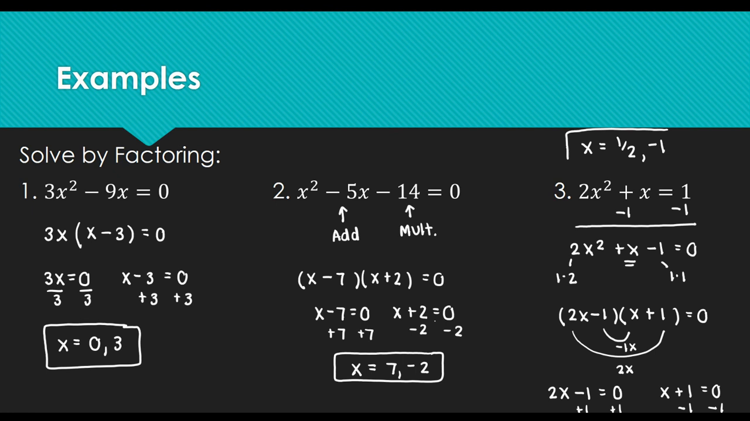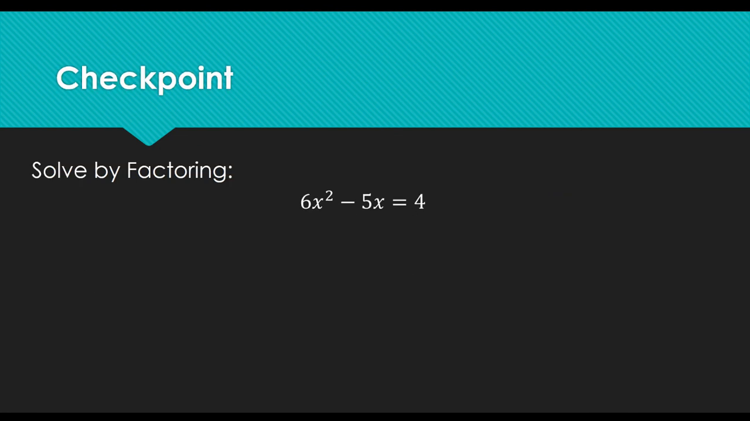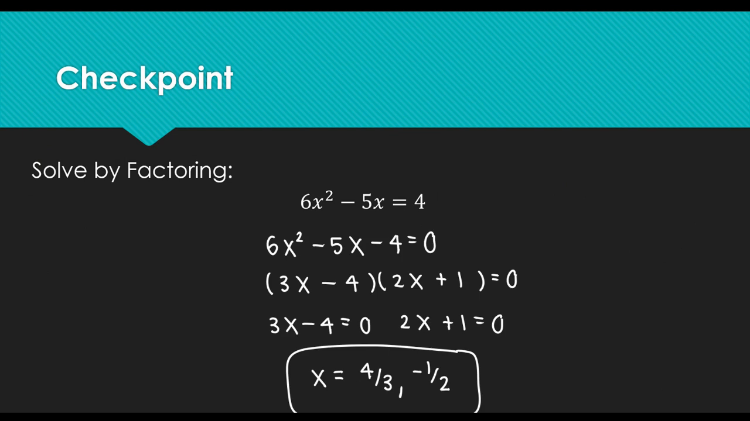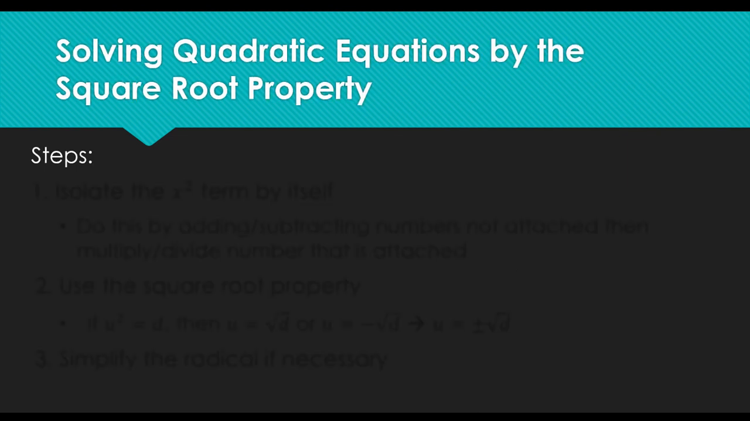And so always, once again, you can check your solutions to verify that it is correct. You should have two answers, 1/2 and negative 1. So I would suggest you pause the video, try this checkpoint problem. Okay, notice that you had to first get it into general form. There was no GCF. It involved us doing guess and check, and we ended up with two solutions.